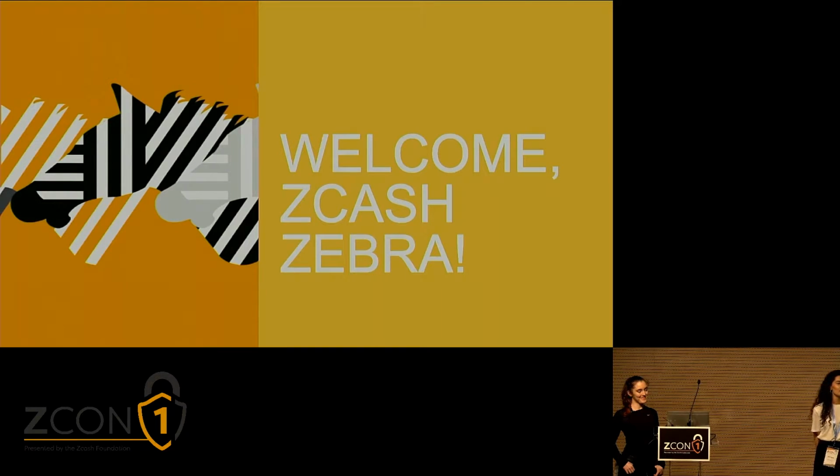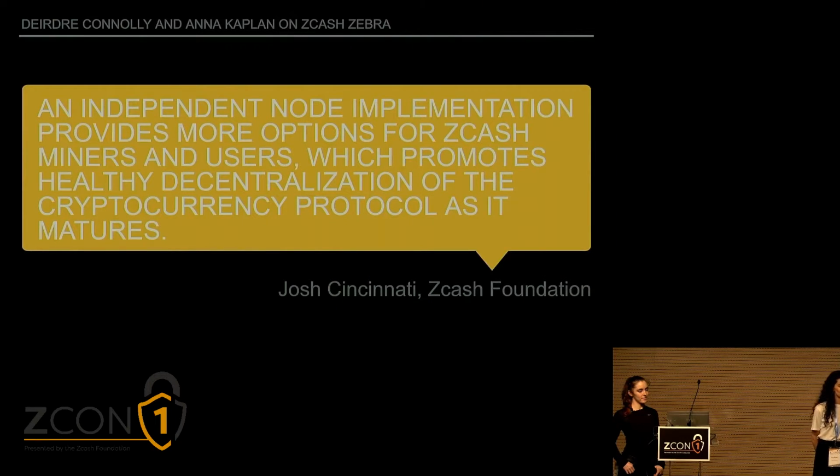Yay! And why we need that is actually, I think Josh summarized quite well. So we need an independent node implementation which provides more options for Zcash miners and users, which promotes healthy decentralization of the protocol as it matures. So this is a good summary of why we want a second implementation. Decentralization for nodes is always a very reasonable idea if we're in a decentralized community, right?